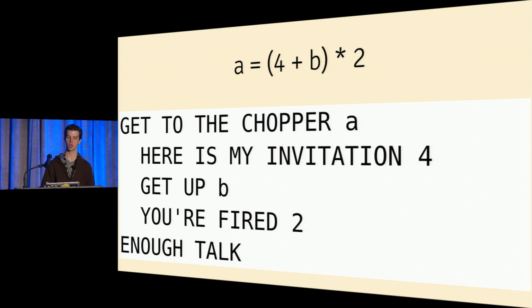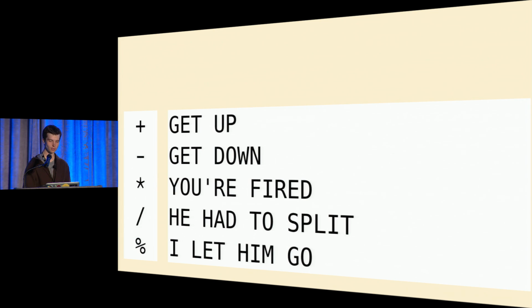So in this case, we're going to be declaring our variable A. We start off by setting its initial value to 4. Get up is the keyword for adding a value, so we're going to be adding B to it, and you're fired will multiply that value. These are the total number of operations that you can do for math in Arnold C. So plus is get up, minus is get down. To multiply, you use the you're fired. Dividing is he had to split, and the modulo operation is I let him go.